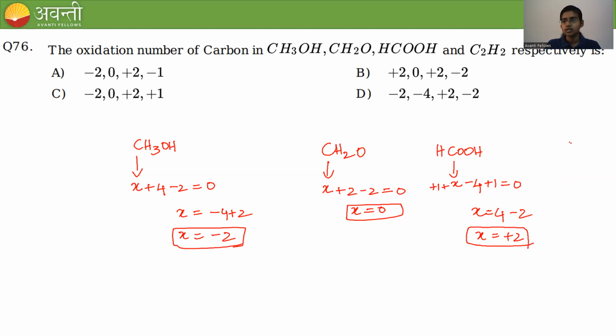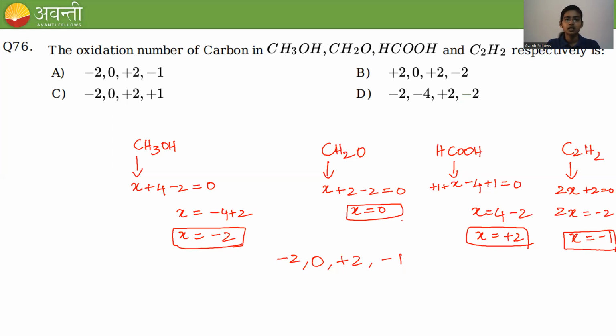And the next one is C2H2. For carbon, it is 2x. And for hydrogen, it is +2. So 2x is equal to -2, and x is equal to -1. So -2, 0, +2, and -1 is the answer. It is given in option A. Okay. Fine. Next, we'll go for the next question.